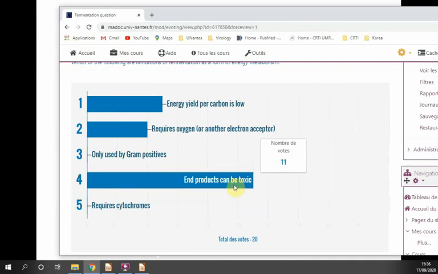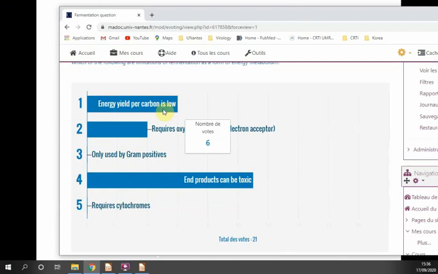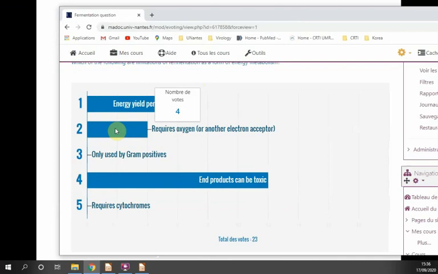So end products can be toxic. Yeah, that's true, that's correct. Energy yield per carbon is low. A low yield of ATP per glucose molecule. So definitely a limitation. Requires oxygen. This is wrong. Okay, number two is the wrong answer.